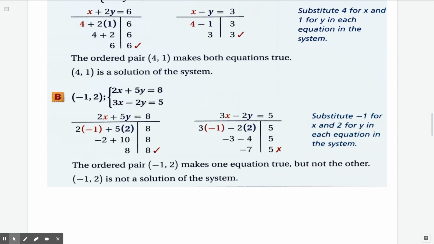Again, you use the ordered pair they gave you, the -1 and 2. So the -1 goes where the x is, and the 2 goes where the y is. Use PEMDAS. A positive times a negative makes a negative, so -3. 2 times 2 is 4. Lost 3, lost 4 makes -7. Well, the equation said it should equal 5. It does not equal 5. So while the ordered pair works for the first linear equation, it did not work for this linear equation, which means it is not a point on this graph line. So that means that this ordered pair, -1, 2, is not a solution of the system because it must work for both, not just one.